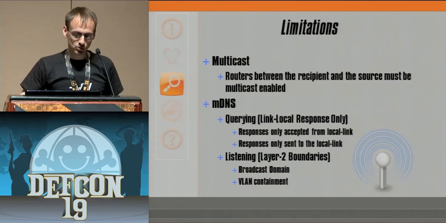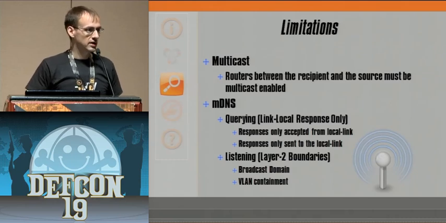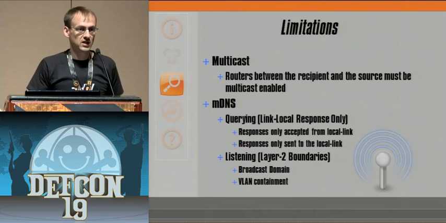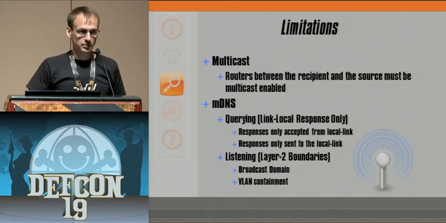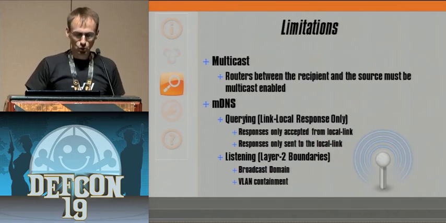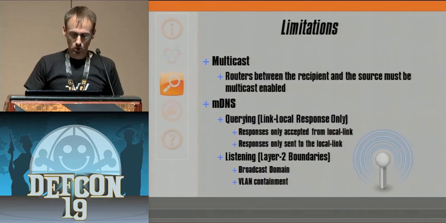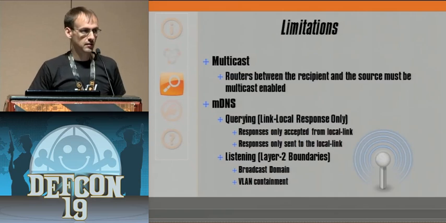mDNS has some limitations as well. If you're talking about just querying, if you're just trying to get that name, or just trying to ask it what records it has or see if it has a particular record, you are only going to get link local responses, and that's actually designed into the protocol itself. And if you're talking about listening, which is where the real fun is, you are limited by the layer 2 boundaries, the broadcast domain, as well as any VLAN containment that they've implemented. Okay.